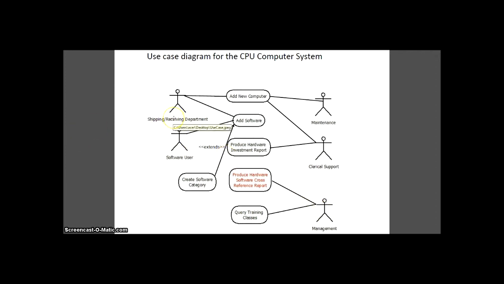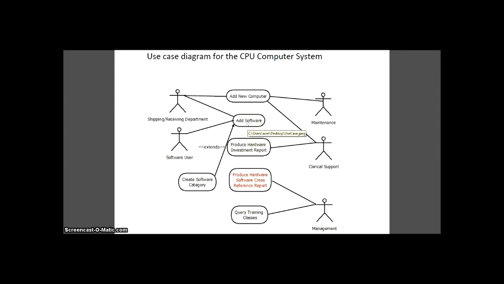Both the shipping and receiving department and the maintenance are involved in adding of the new computers. The software user is responsible for adding the software. The clerical support, on the other hand, is also involved in adding the new computers. He's the one responsible for producing the hardware investment report.